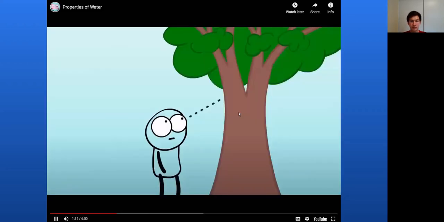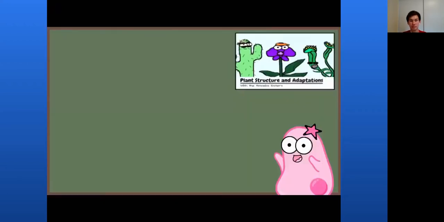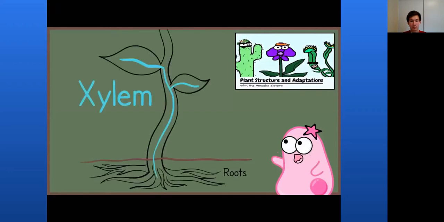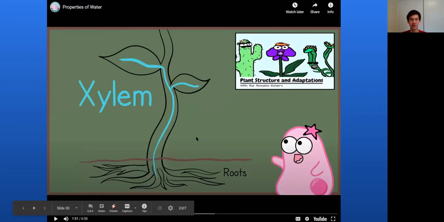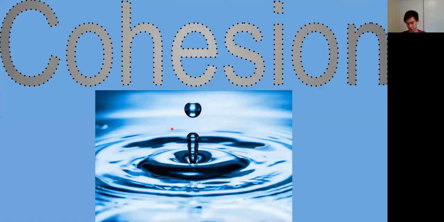Have you ever looked at a really tall tree and wondered, how does the water get all the way up there? I mean, it's got to go against gravity. Well, in our plant video, we talk about the xylem. It's vessels within certain types of plants, like trees. For the xylem, you don't need to worry about it too much. Just think of it almost as like the veins of the plants.